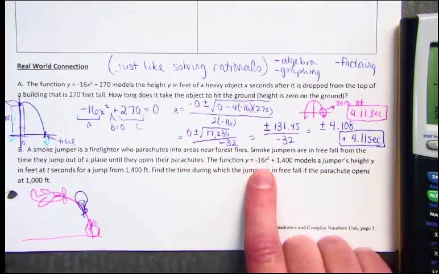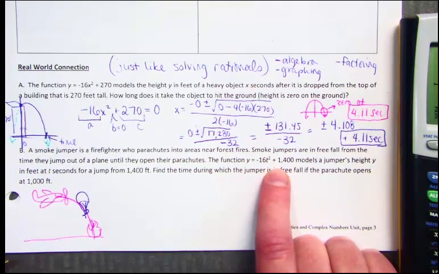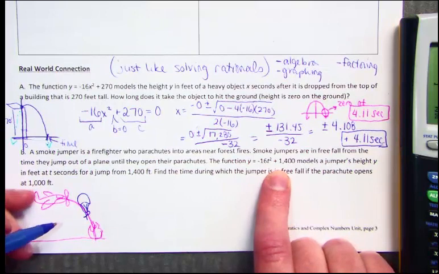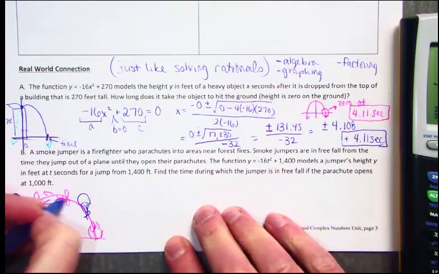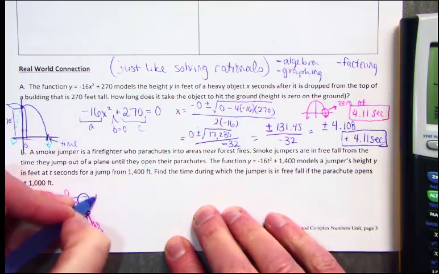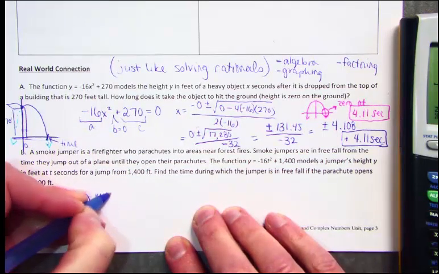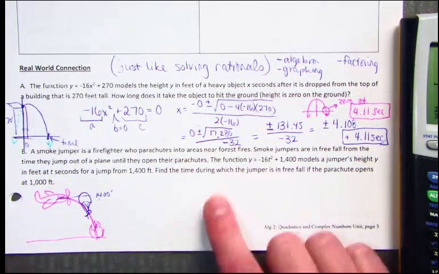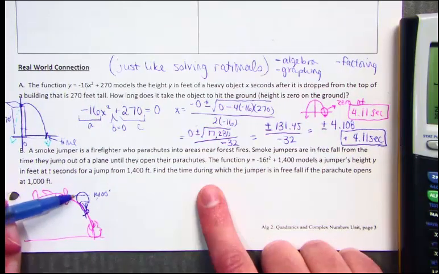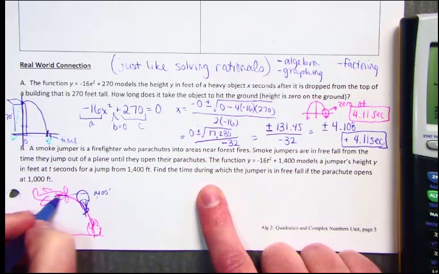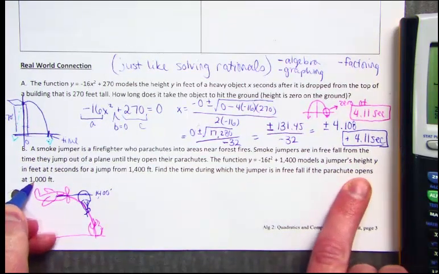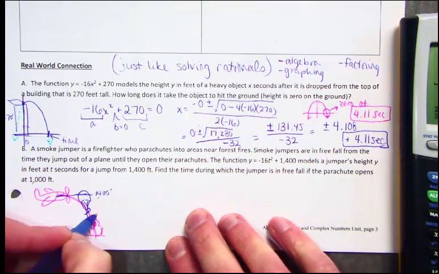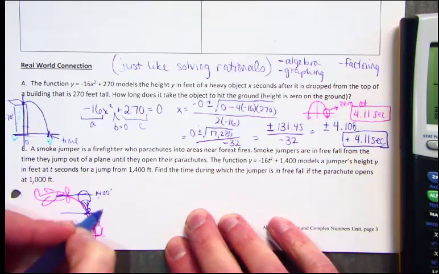That function is -16t squared plus 14,000. It models the jumper's height when they start from a height of 14,000 feet. We want to know the time it takes that they are in free fall from this time they're here at 14,000 feet until they open their parachute here at 1,000 feet.